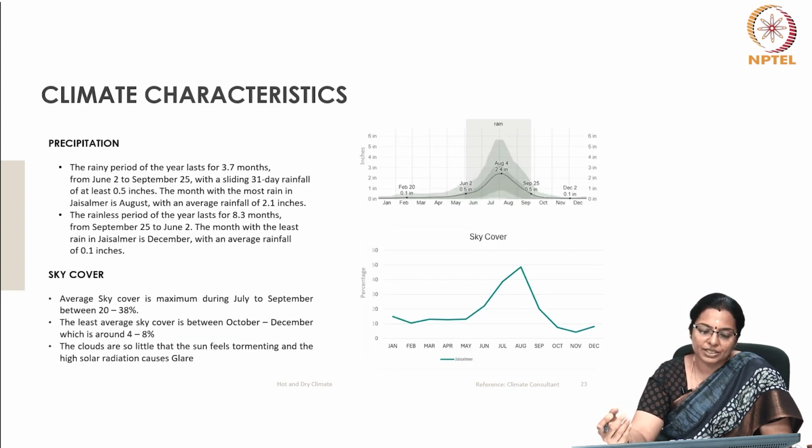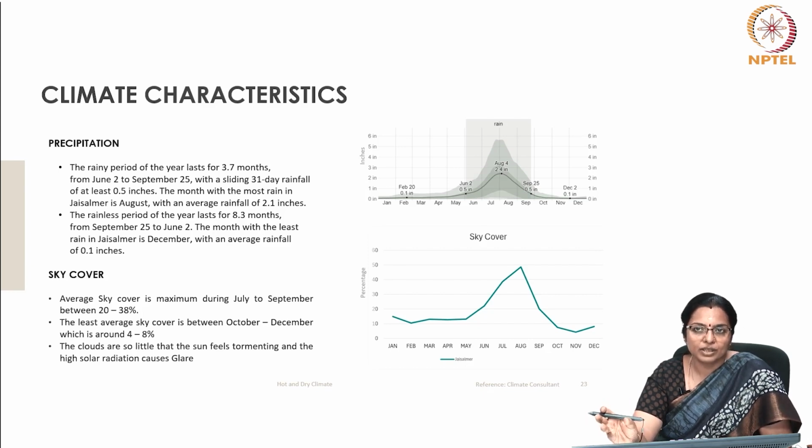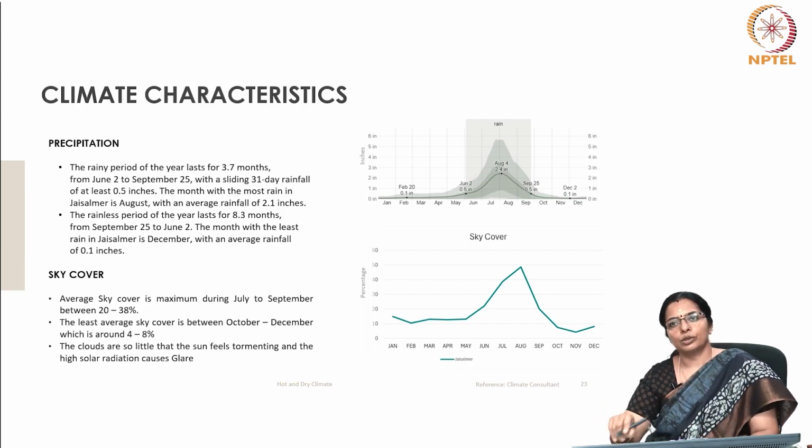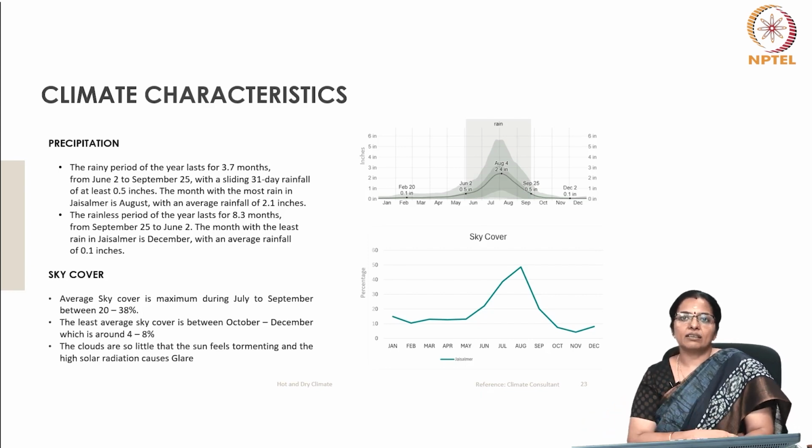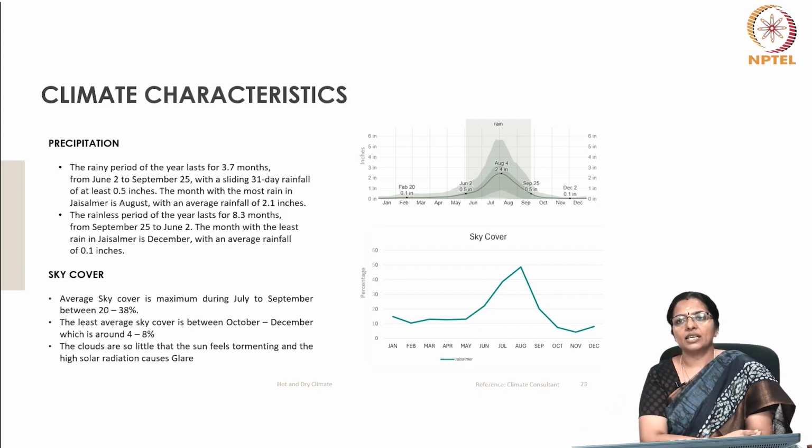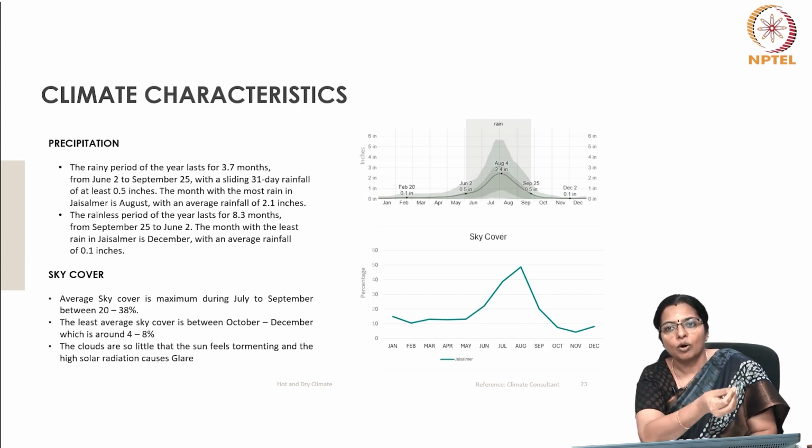Let us look at precipitation. The rainy period of the year lasts for about 3 to 3.5 months from June to September, with a sliding 31-day rainfall of at least 2 centimeters. The month with the most rain in Jaisalmer is August, with an average rainfall of about 5 centimeters. The rainless period of the year lasts for 8 months from September to June, and the month with the least rain in Jaisalmer is December, with average rainfall of about 1 centimeter.